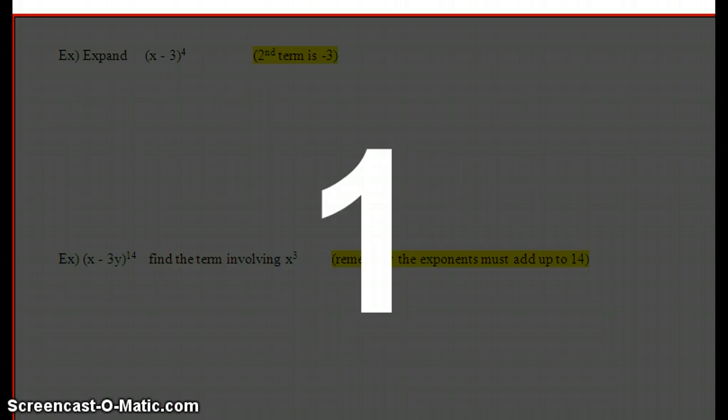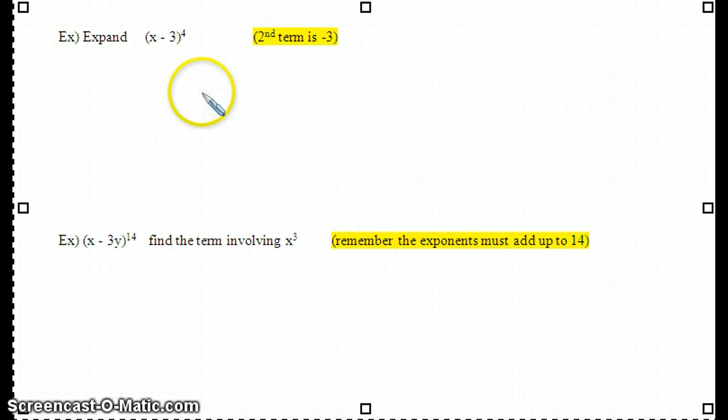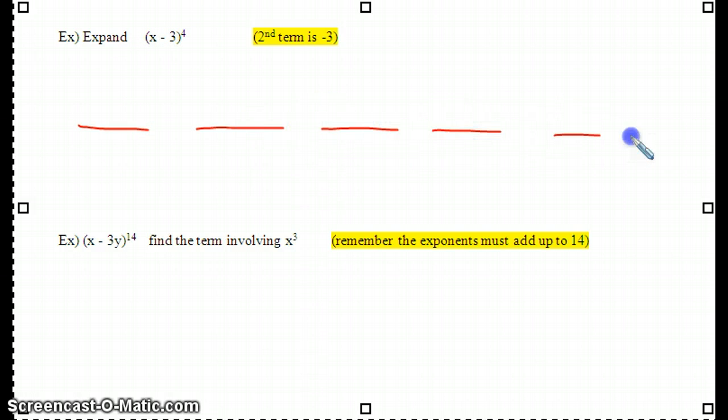Let's look at another example. Alright, so looking at this, I've got x minus 3 raised to the 4th power. So I'm going to give myself 5 blanks.